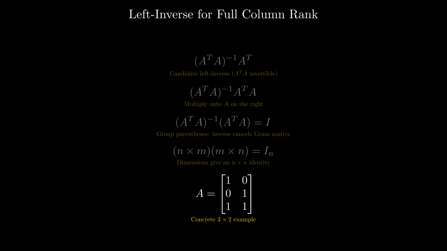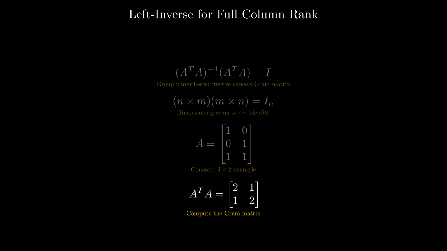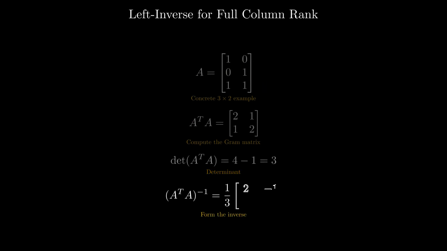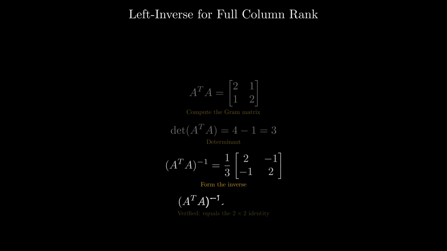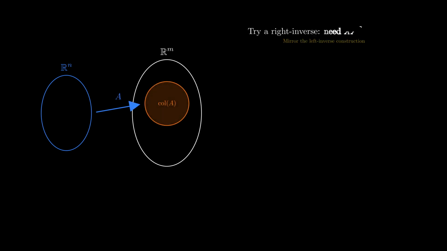Now take a concrete example. Let A have the rows 1, 0, then 0, 1, then 1, 1. Then A transpose A works out to 2, 1, 1, 2. Its determinant is 3. So the inverse is 1/3 times the matrix 2, minus 1, minus 1, 2. Finally, multiply A transpose A inverse times A transpose times A, and you get the 2 by 2 identity exactly. The left inverse works.